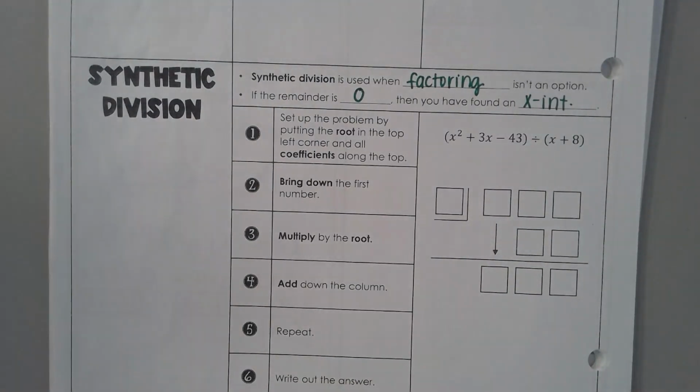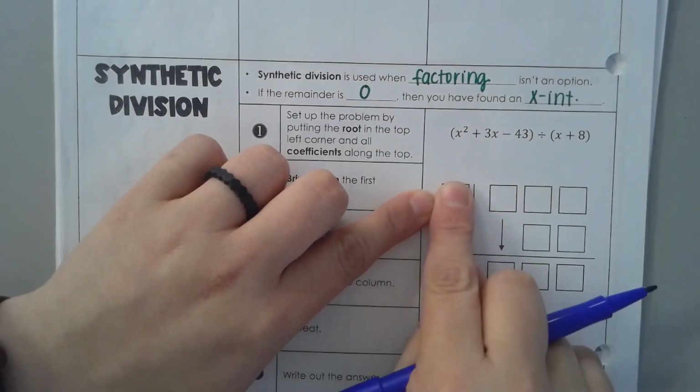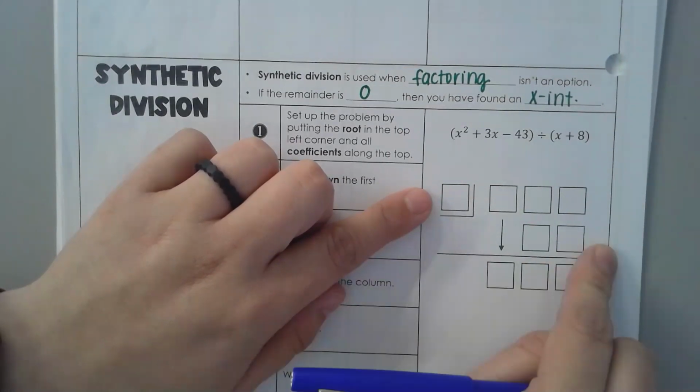So synthetic division, first of all, you have to set up the problem. So you've got to fill in some numbers. I've drawn boxes on this first one to guide you. You won't always have those boxes. You'll just write in some numbers.